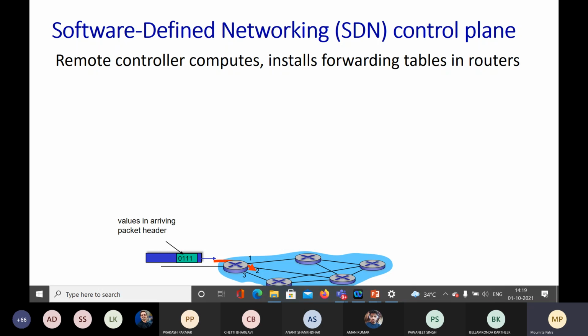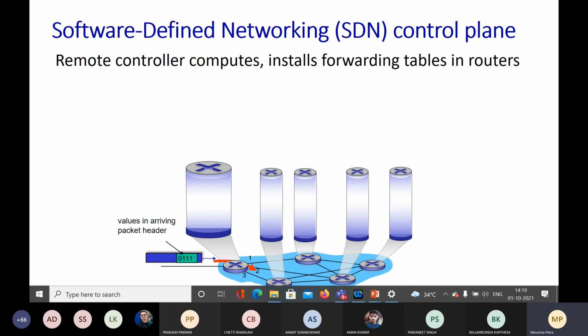Now we are going to look at the SDN plane. Okay, SDN control plane. So as I told you, what does the SDN do? Instead of each router having individual functionalities for calculating the entire path using different routing algorithms, what can be done is that a remote server can be there which can compute and install forwarding tables in the routers.